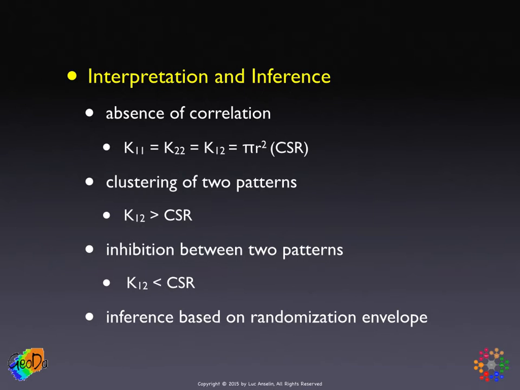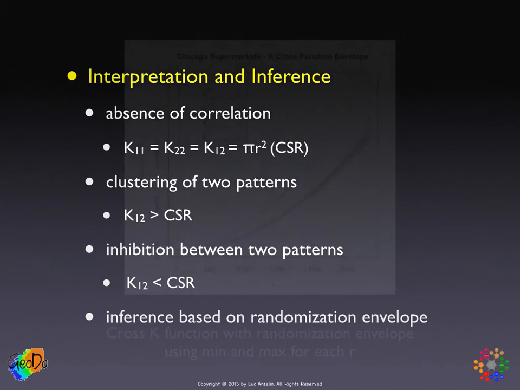Of course, you can also make the multi-type the same type at two different points in time, and then you can assess whether the pattern of clustering remains the same or changes over time. Again, we use the randomization envelope for inference. If the cross-K function is above the reference for CSR, it is interpreted as clustering, and if it's below the reference for CSR, it's interpreted as inhibition between the two patterns.